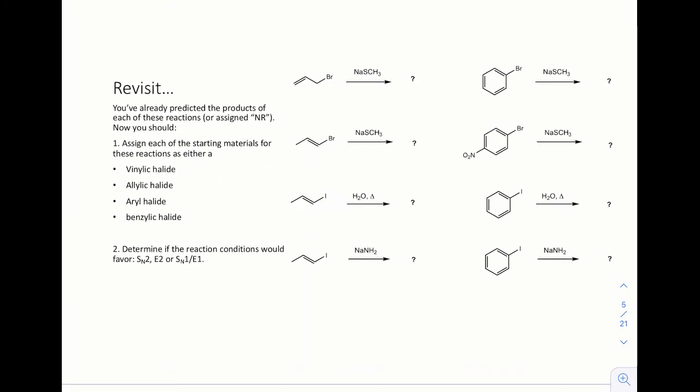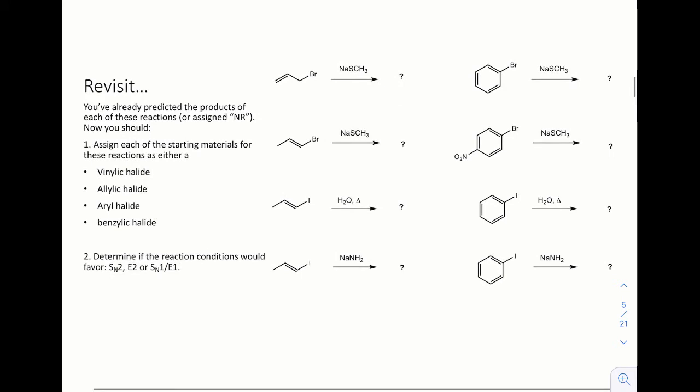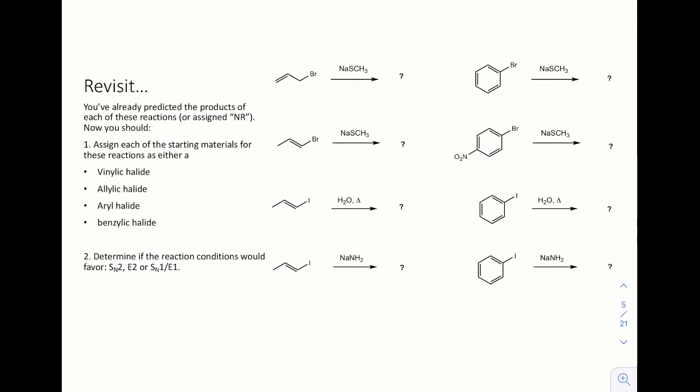Here are these reactions that I've already asked you to pause and predict the products of. You probably did not do that, but let's pretend you did. So now you've predicted the products of each of these reactions or assigned no reaction. Now, I'd like for you to revisit those predictions, assign each of the starting materials as either a vinylic halide, an allylic halide, an aryl halide, or a benzylic halide, and then determine if the reaction conditions would favor SN2, E2, or SN1, E1 pathways. Pause and review any of these terms as necessary. Once you've done this, then you can move on and compare with me.